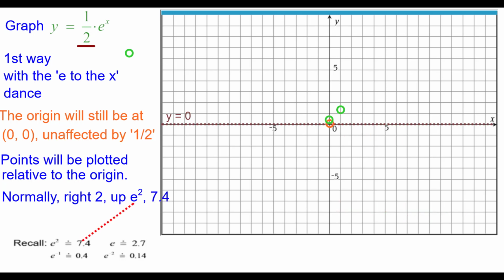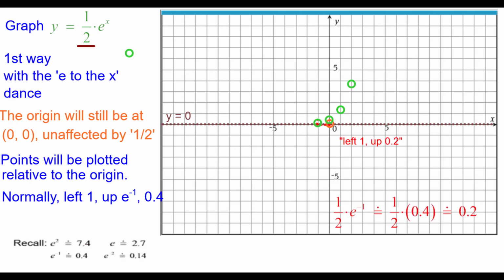Normally right 2 up e squared, which is about 7.4, but we're going to go right 2 up half of that, 3.7. Normally left 1 up e to the negative 1, the reciprocal of e is 0.4, so we're going to go left 1 up 0.2, half of that. And left 2 up e to the negative 2, which is about 0.14, we're going to go left 2 up 0.07.